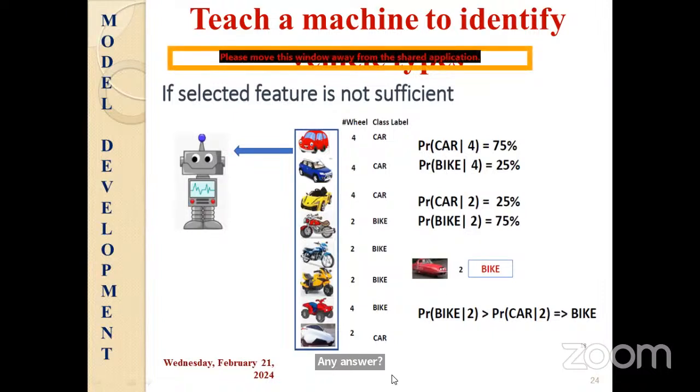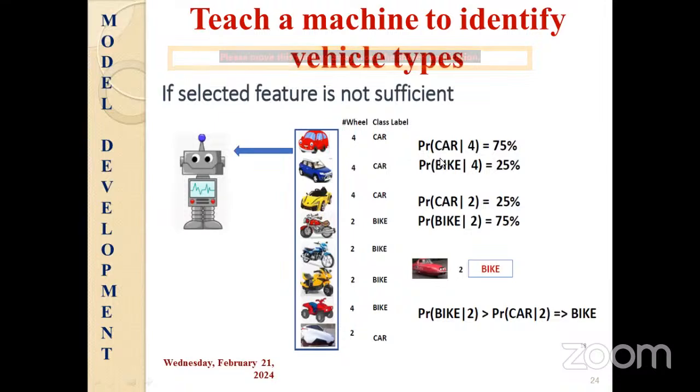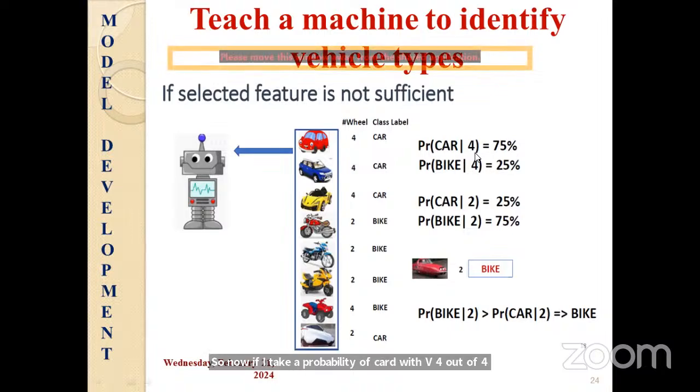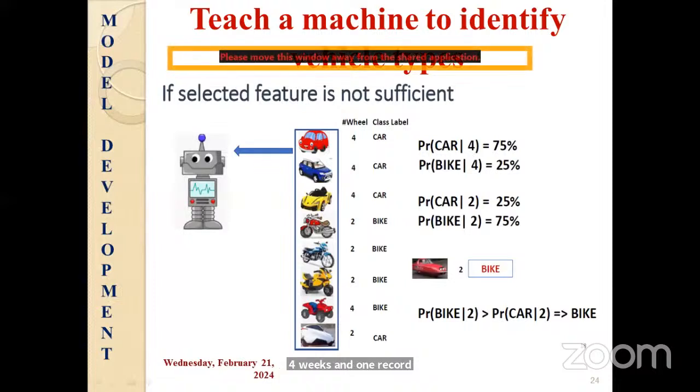2 wheels of car. Probability of car: we have 3 records, and in those 3 records the number of wheels is 4 here, and for bike we have 1 record, which also has 4 wheels. So now if I take the probability of car with wheel 4, out of 4 records we have 3 records with 4 wheels, and 1 record with 4 wheels, but the object is bike here.